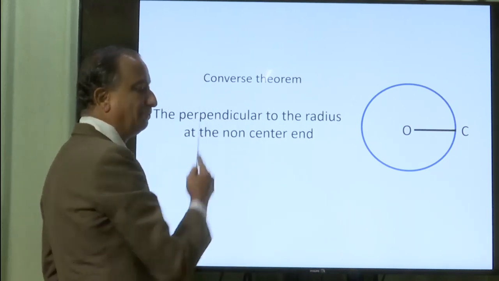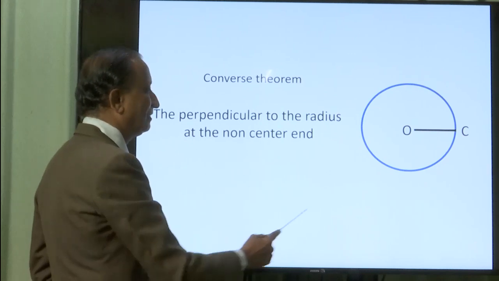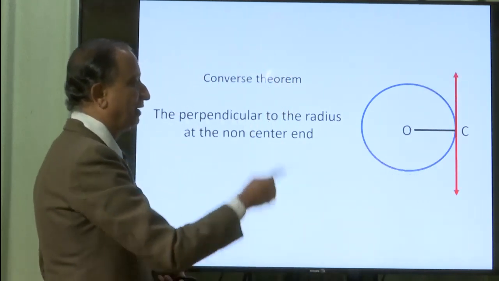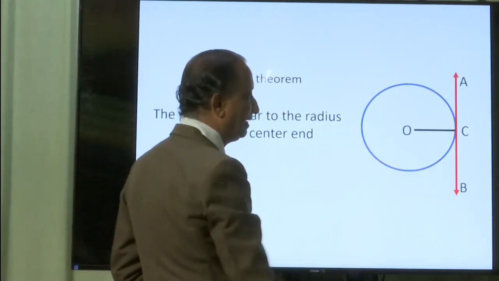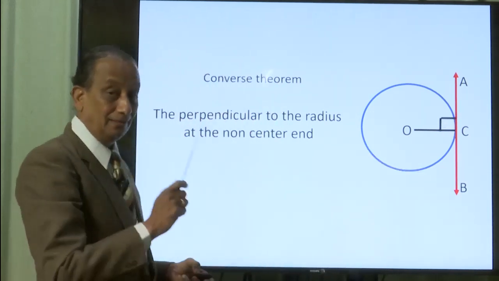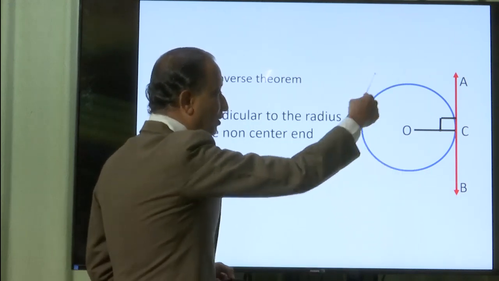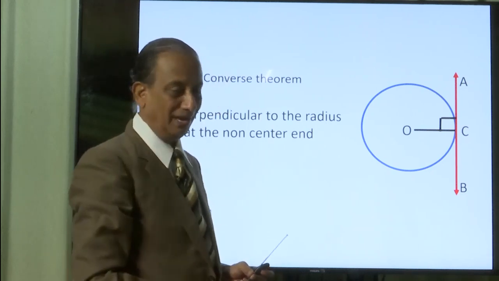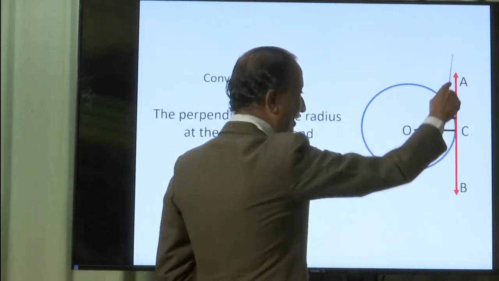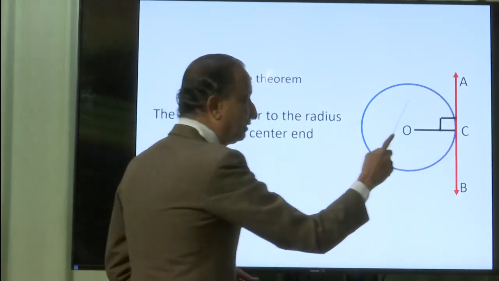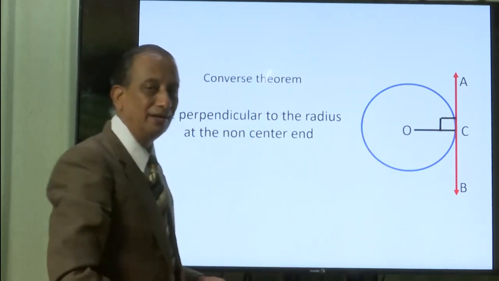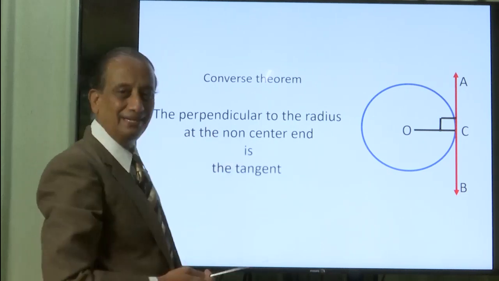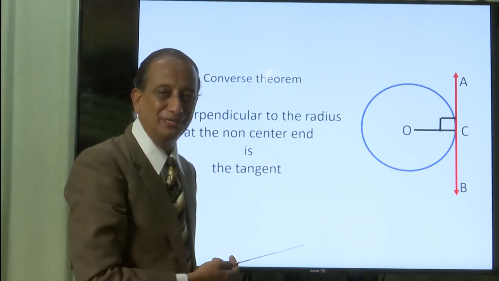So the converse of this theorem can be stated as: if you happen to draw a perpendicular to this point here like this, call it AB. So this angle is 90, this perpendicular line is going to touch this entire circle at only one point. Okay, so this is the radius, this is the non-center end. If you draw a perpendicular like this, it will touch the circle at only one point. Whenever a straight line touches a circle at only one point, then it is called a tangent. Okay, this is the converse to the theorem.